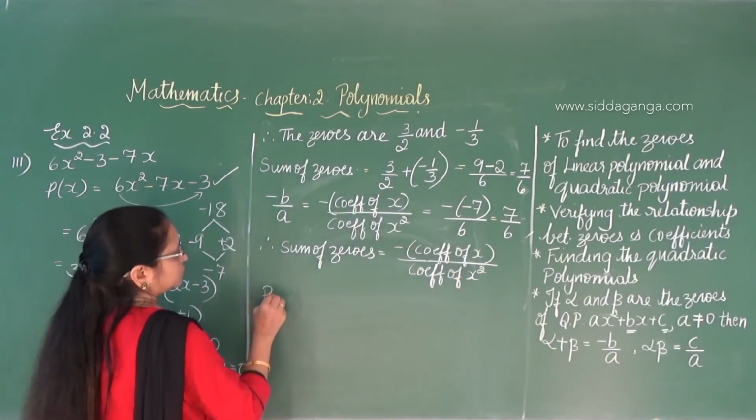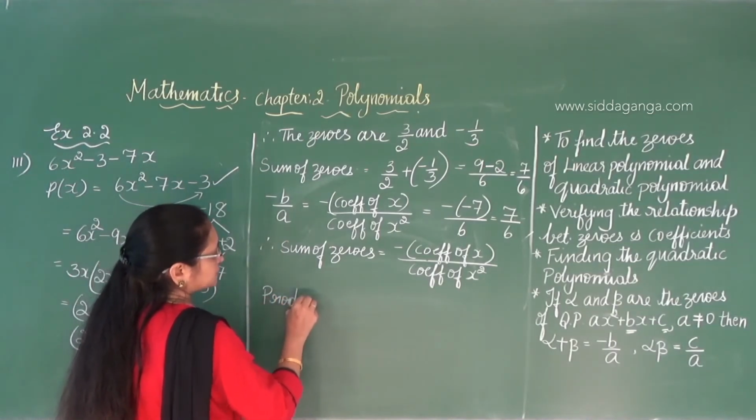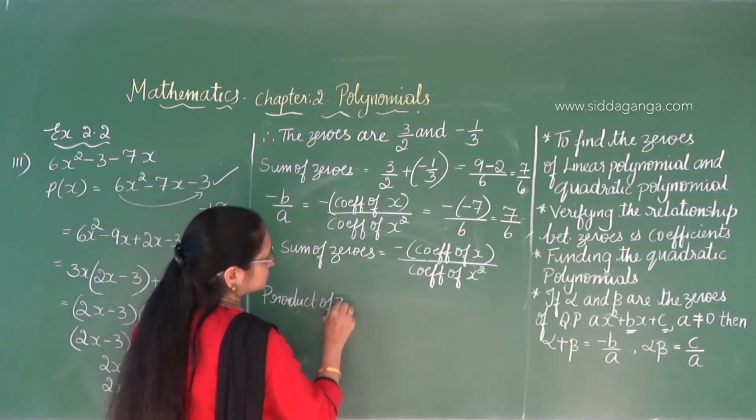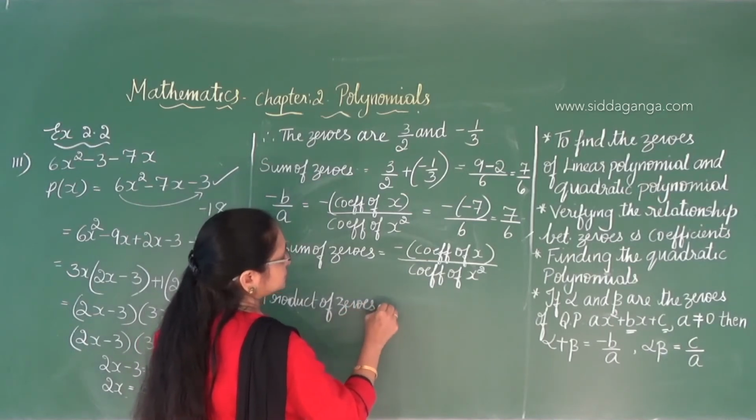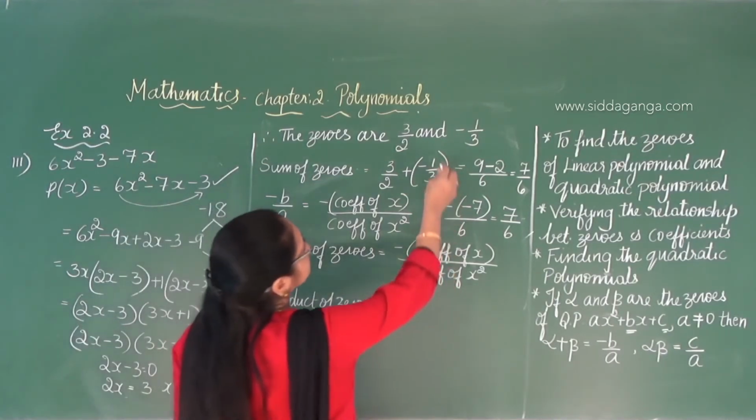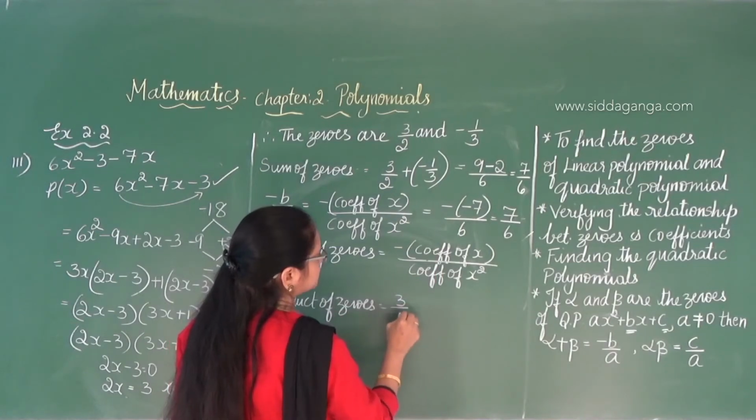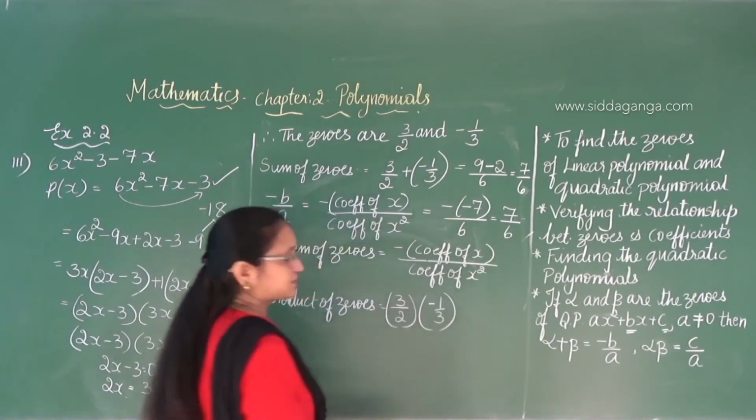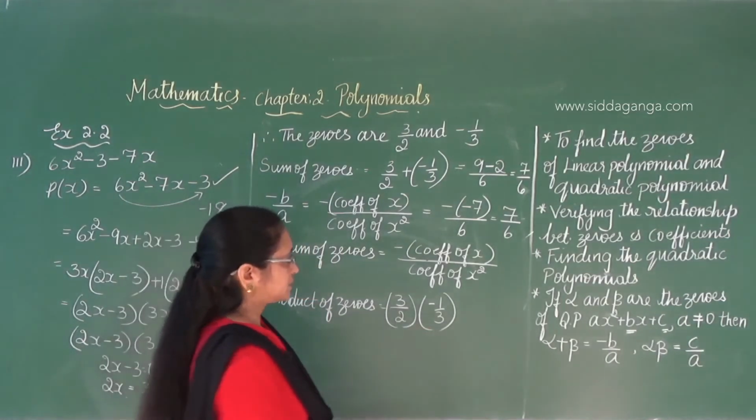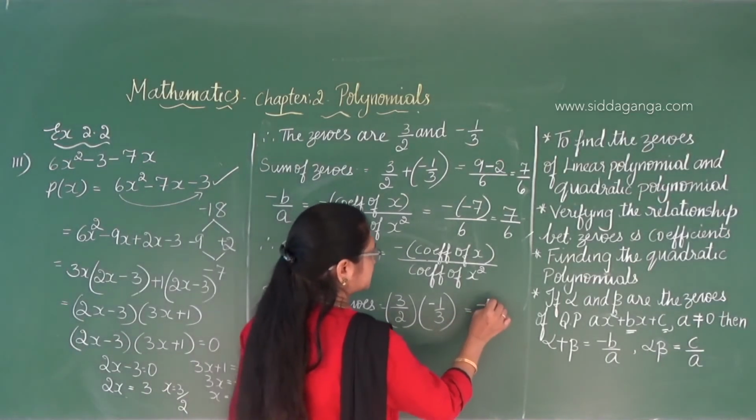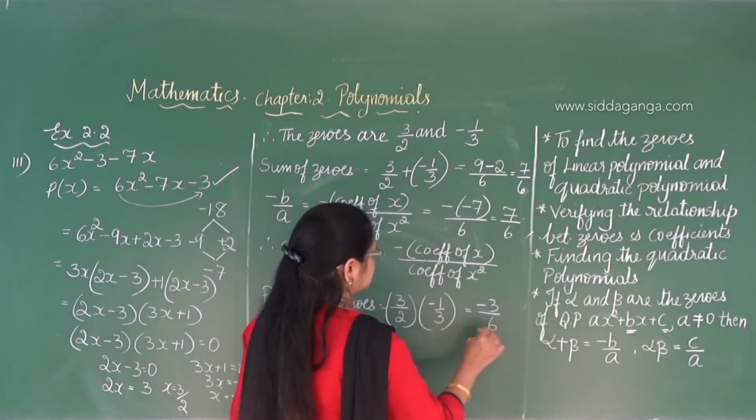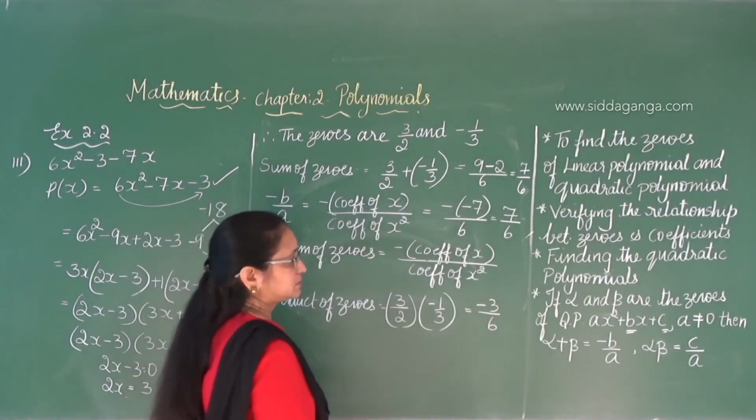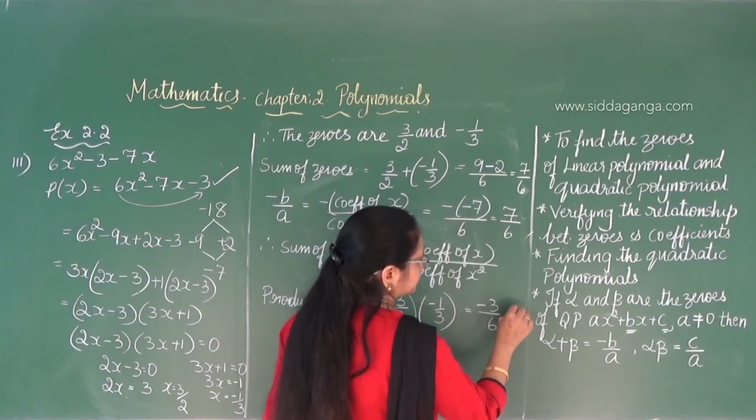Then, what is the next step? Product of zeros. To find out the product of zeros, we have 3 by 2 into minus 1 by 3. Now you will get minus 3 by 6, since 3 2s are 6. Now you can simplify this: minus 1 by 2.